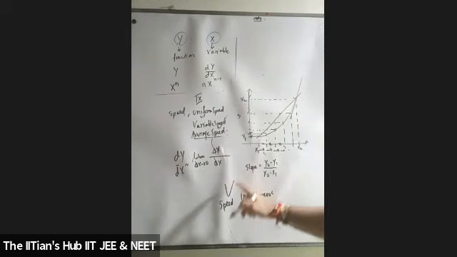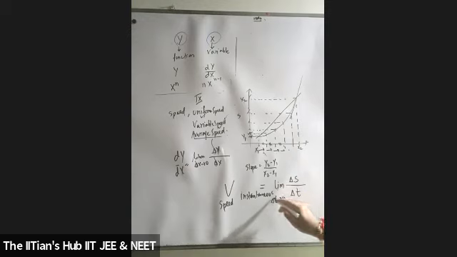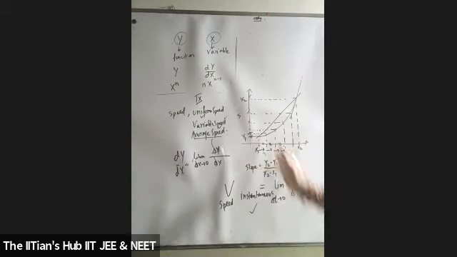Instantaneous speed of a body is defined as limiting ratio of small change in distance with respect to small change in time, however small the time may be. Check out your textbook. This is instantaneous, that is for a very small change. Can I get it into a finite change? Yes, I can get into finite change.